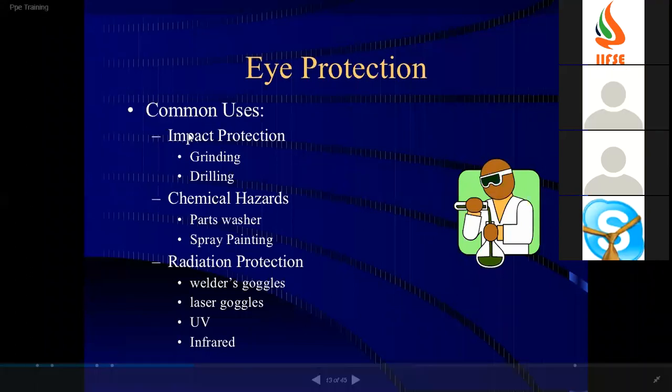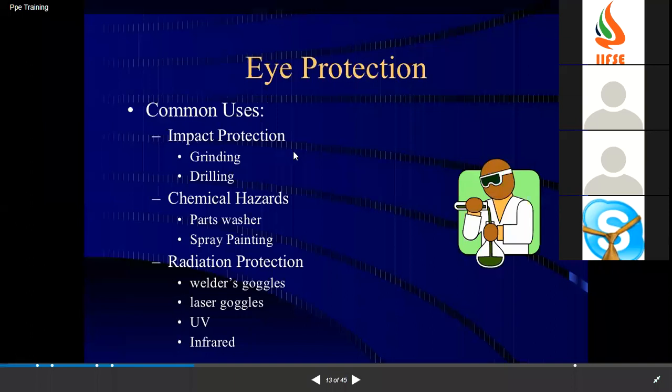Eye protection, impact protection. So what do you mean by impact protection? Eye protection is classified into a few types like impact protection, chemical hazards, radiation protection. In this way, all the hazards are included. Okay, impact protection, grinding and drilling.